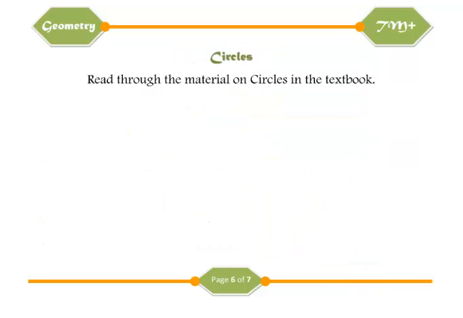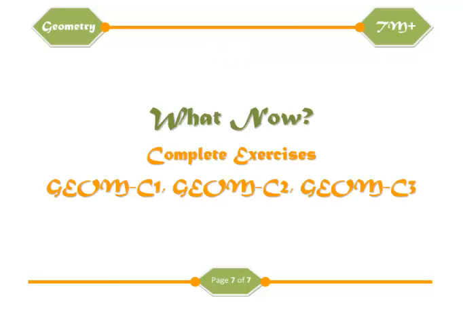Next, read through the material on circles in the textbook. There's a lot of information there about different types of circles that you need to understand. In particular, what a circle is, concentric circles, radius, diameter, chord. Okay, what's a semicircle, what's an arc, what's a segment, what's a sector. Okay, so read through that and understand it. What now? Well, there's 3 exercises to complete: Geometry C1, Geometry C2, and Geometry C3.